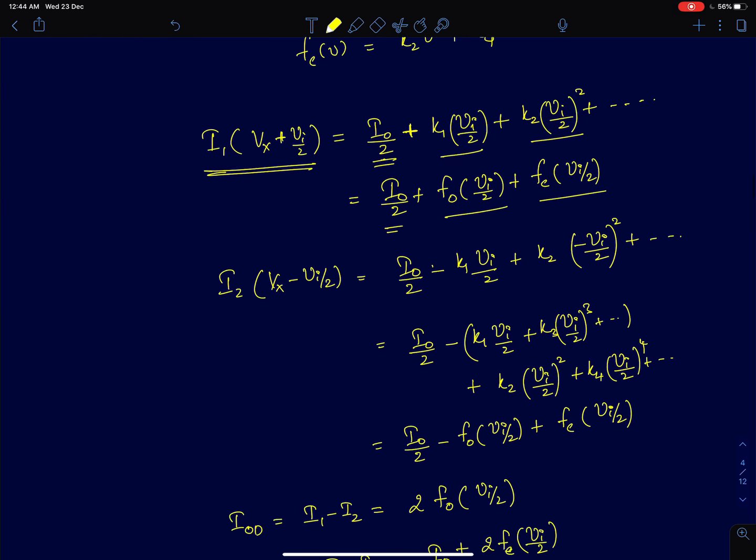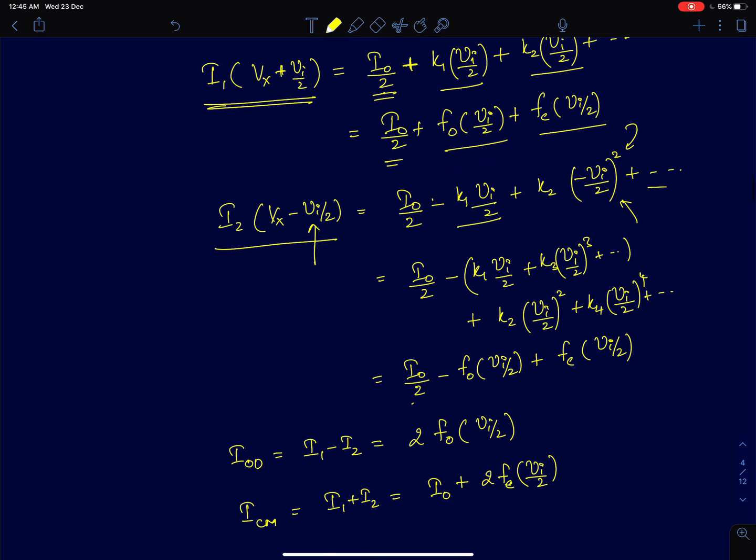Similarly, I2 I can expand, because now we have applied a negative input Vi here. All the odd terms will have a negative sign. The even terms, you are raising a negative voltage to an even power, so that will be positive. So even terms will have the same polarity here as they had in I1. So when you write the terms, you can write it as I0 by 2 minus fo of Vi by 2, because the odd terms will all have negative signs compared to I1, and the even terms will have the same polarity, so it will be plus fe of Vi by 2.